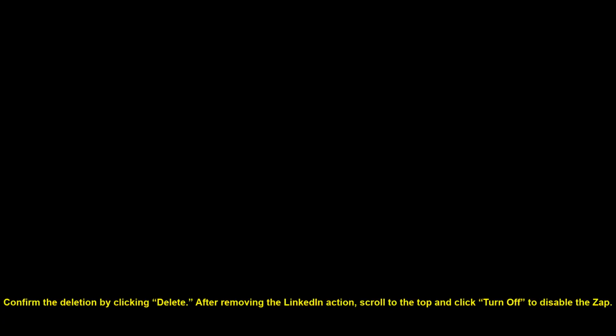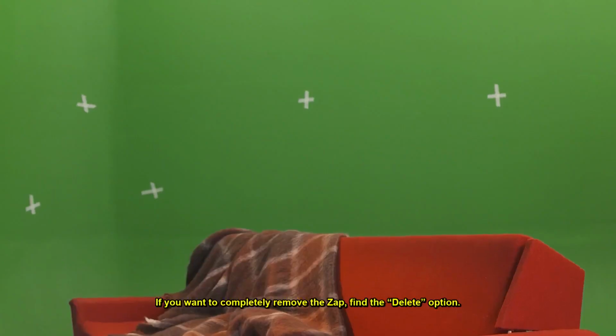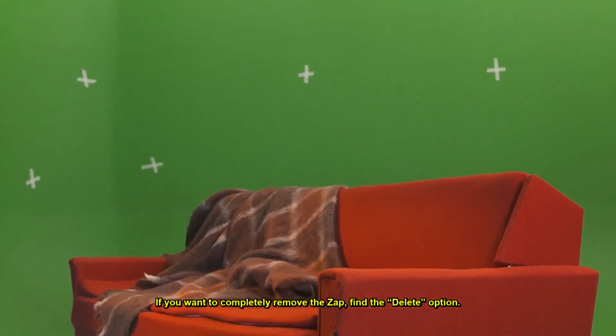After removing the LinkedIn action, scroll to the top and click Turn Off to disable the Zap. If you want to completely remove the Zap, find the Delete option. Click on Delete and confirm your choice.